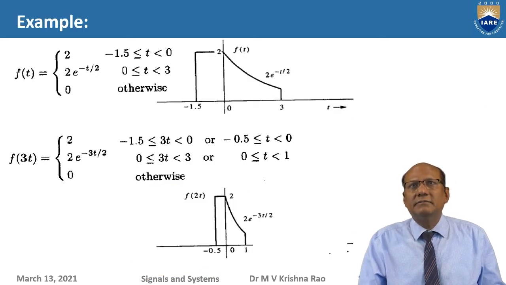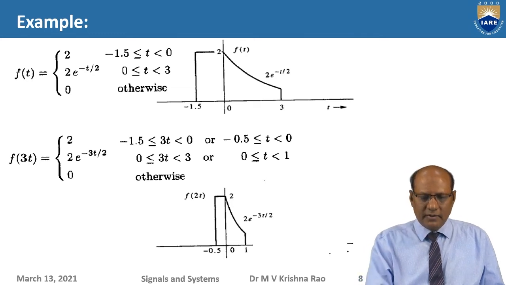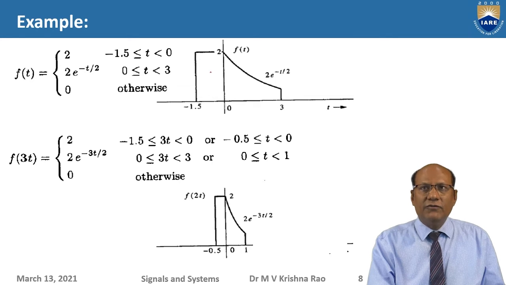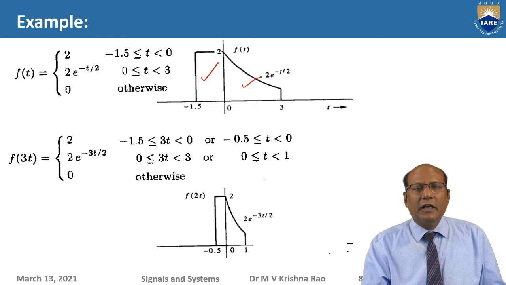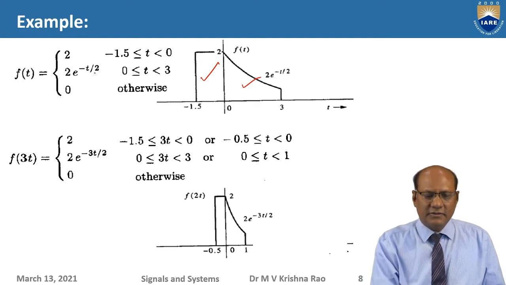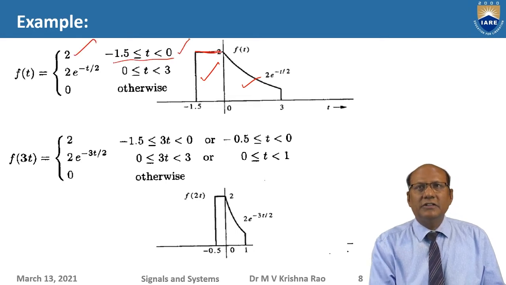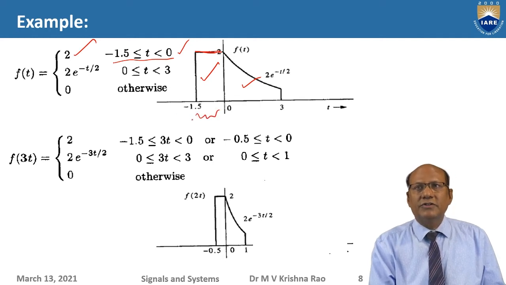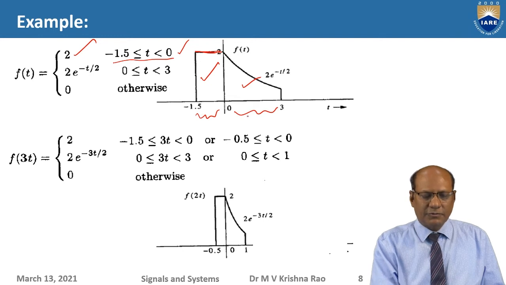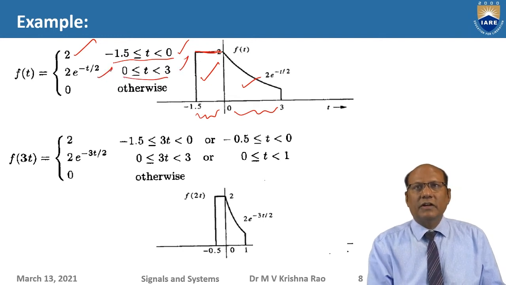So let us see this example. I have taken a waveform. This waveform comprises two parts: one is the rectangular part, the other is the exponential decaying part. This signal is expressed functionally as a constant 2 during the range minus 1.5 to 0. It is constant there, and between 0 and 3, it is exponential decay. So this is the equation for exponential decay.